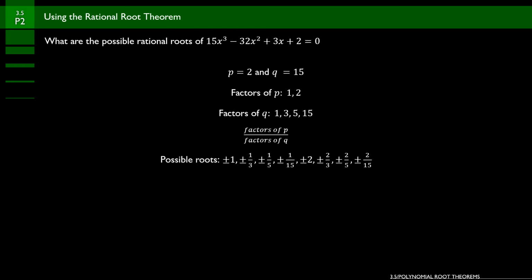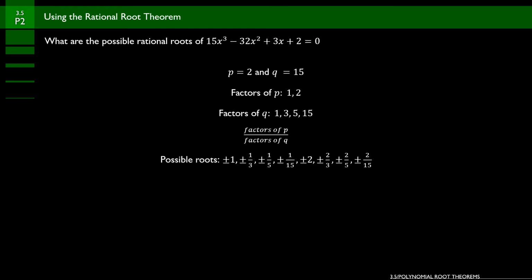So that works out to plus or minus 1, plus or minus 1 over 3, plus or minus 1 over 5, plus or minus 1 over 15, plus or minus 2, plus or minus 2 over 3, plus or minus 2 over 5, and plus or minus 2 over 15. So as you can see here, we've got 16 possible rational roots.